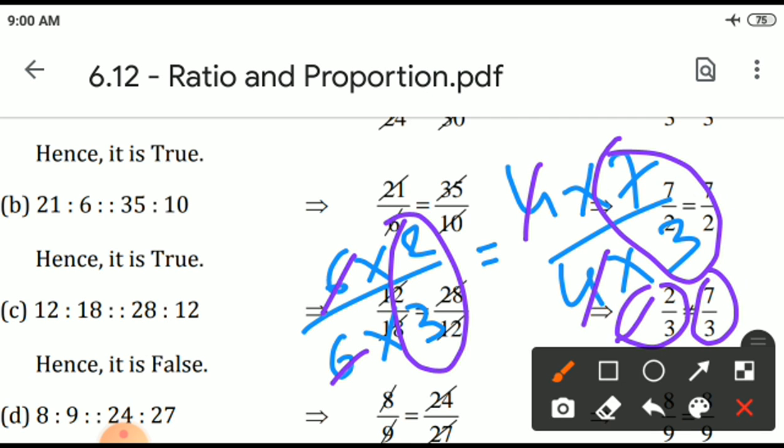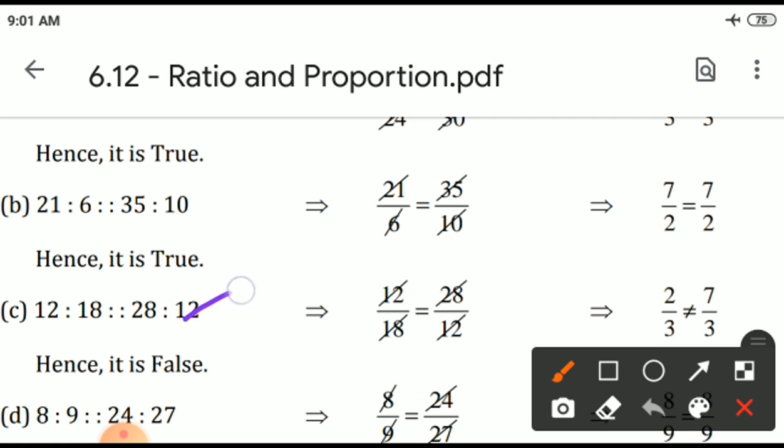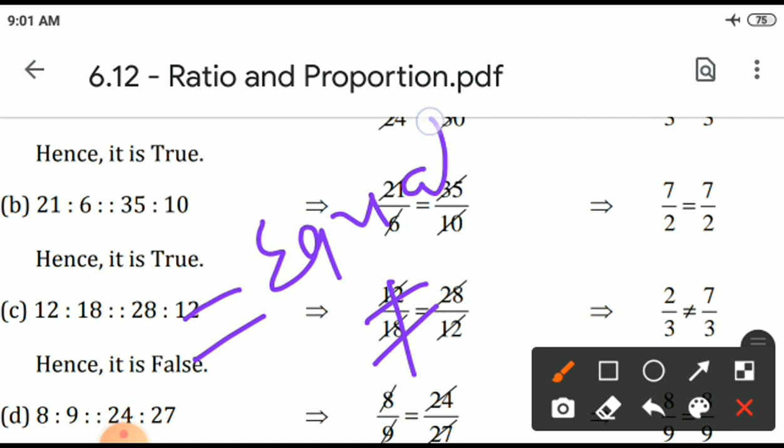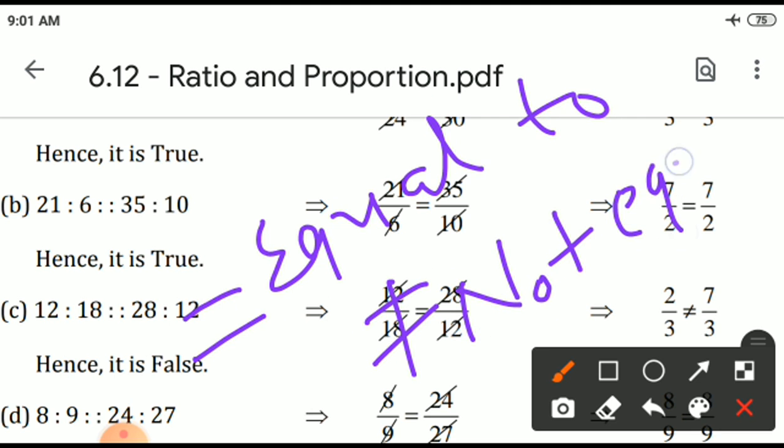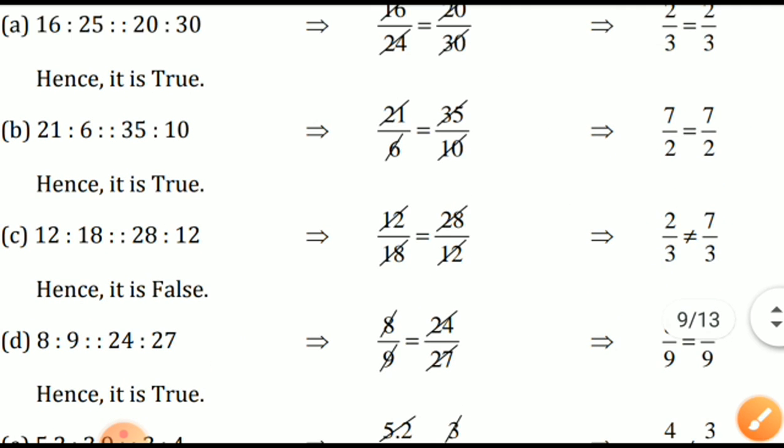See the question number B. 7 upon 2 is equal to 7 upon 2. That's why they are in proportion. But here both the answers are different. 2 upon 3 and 7 upon 3. Are they equal? No, they are not equal. That's why it is a sign of not equal to. Okay, some students still do not know this is an equal sign and this is a not equal sign. This is the equal sign, equal to. And this is the not equal to. Whenever you find this type of sign, you should read it out as not equal to. That means these are not in proportion and this is a false statement.